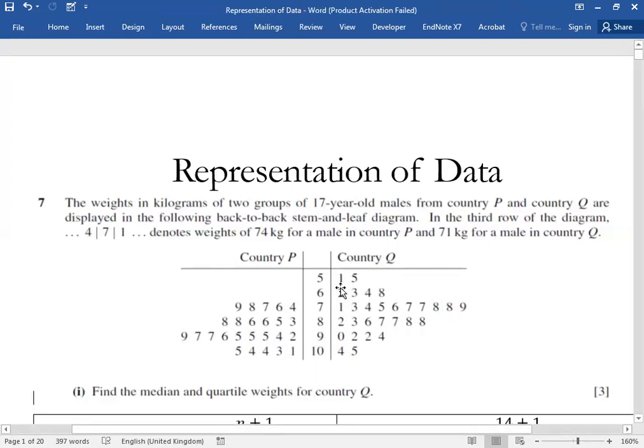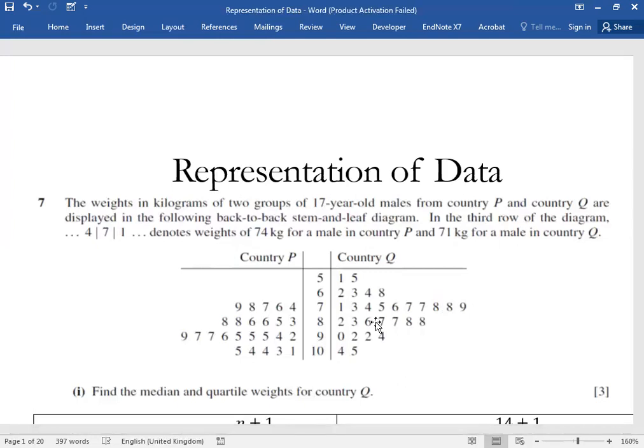1, 2, 3, 4, 5, 6, 7, 8. Count करो. 29. Do we have agreement on 29? So what will be the middle position? 29 plus 1 divided by 2. So 15th is the median. 15th position is the median.